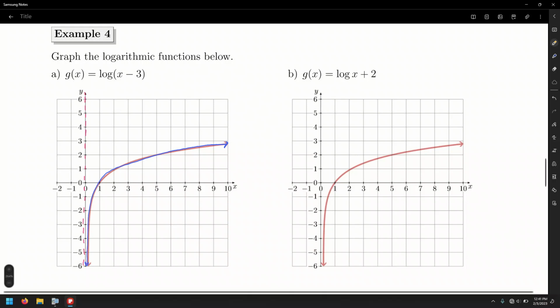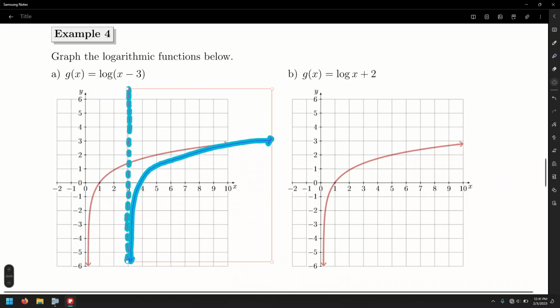To the right, because it's inside parentheses. Recall that any shiftings that we have inside parentheses, inside radicals, or as exponents of exponentials, those go in the opposite direction as the sign that we have. So that means this graph will be shifted 1, 2, 3 units to the right. Sounds good?